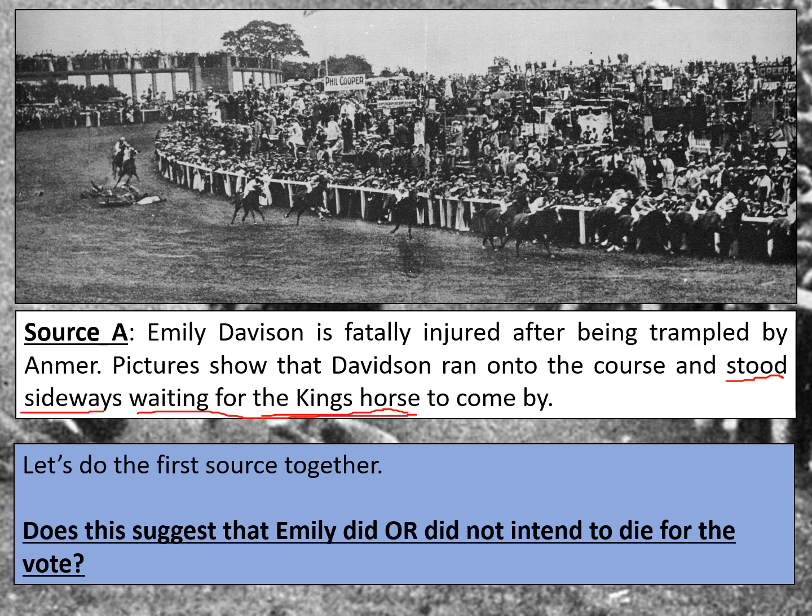So I think this source, I would place that in that she did not intend to die, because I think that this is telling us that Davison actually ran onto the course standing sideways with intentions to do something to the king's horse as opposed to actually kill herself. So that's source A done together. What I'd like you guys to do is work through the next few slides and pause them so that you can add them into either the did or did not intend to die sections, and at the end of this task I'll be asking you what your overall views are.